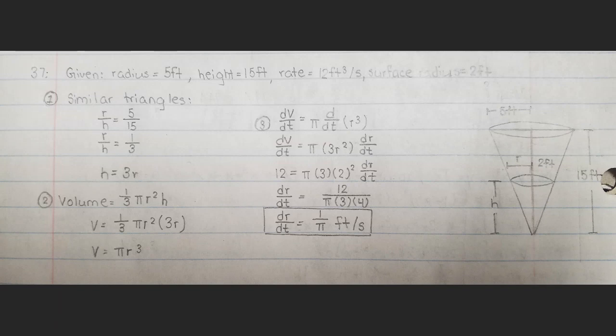Then I will differentiate both sides. So dV/dt is equal to pi times d/dt of r cubed, since you could take out the pi because it's a constant. Then you isolate dr/dt. You get dr/dt equals 12 over pi times 3/4. Then you could eliminate 12 from the top and bottom, and you get dr/dt equals 1/pi feet per second, and that's the rate of change of the radius of the surface of the water.